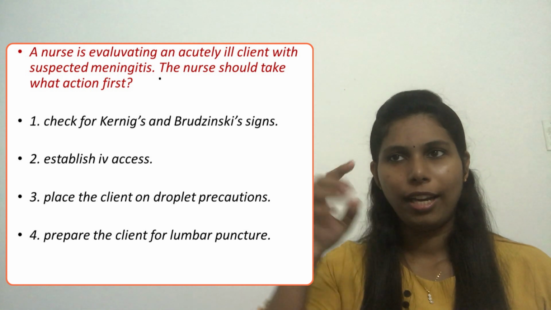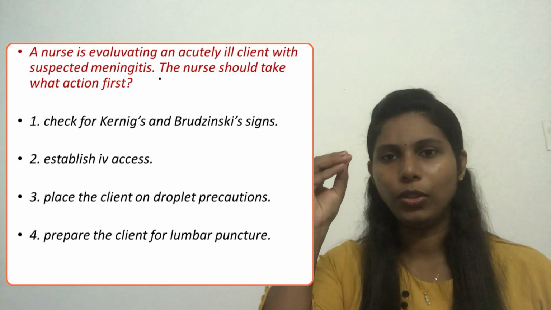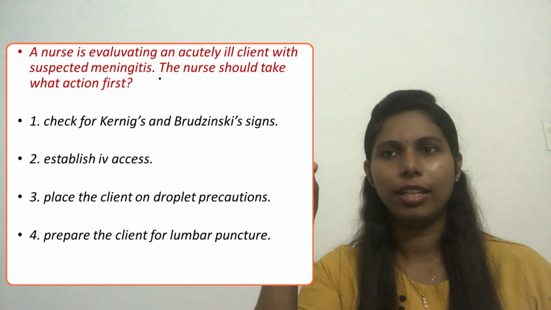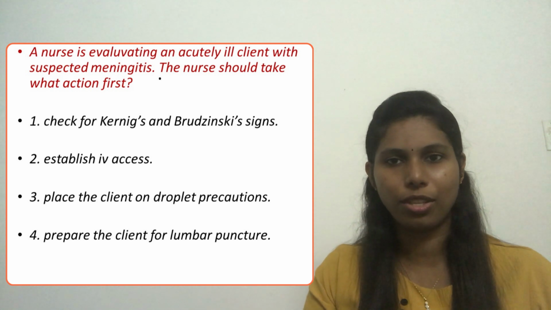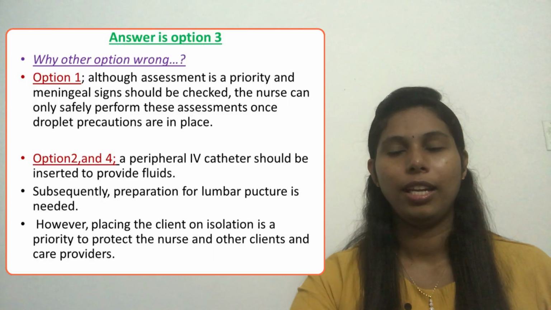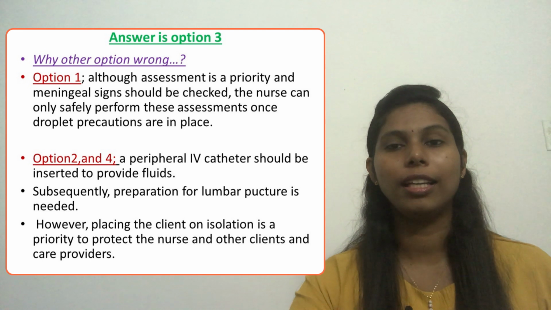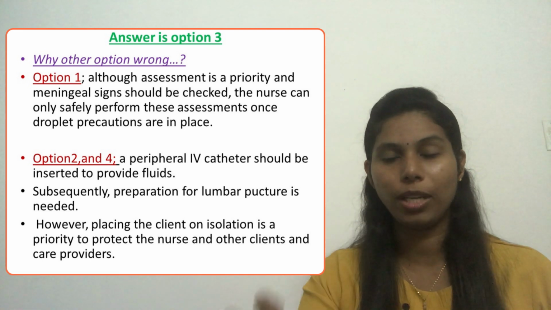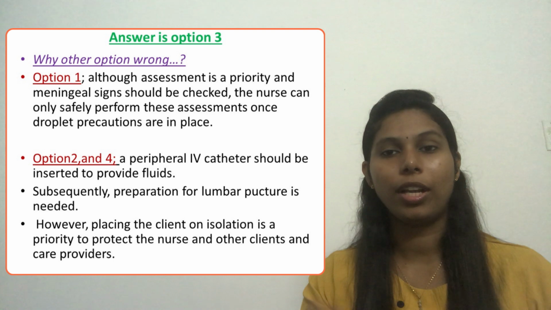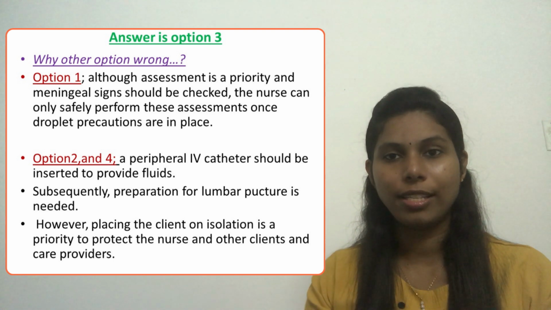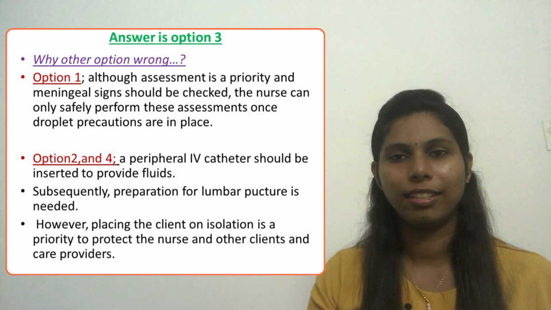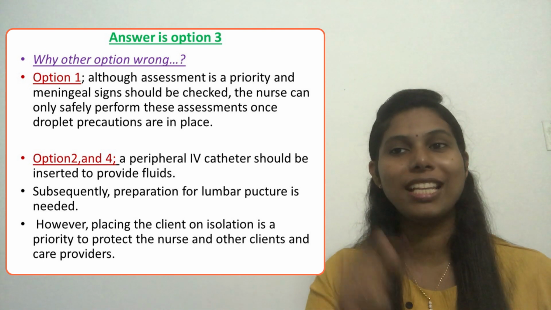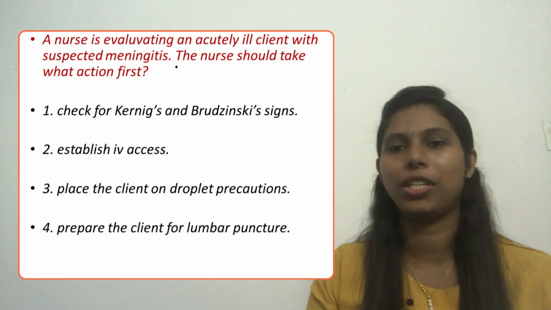So when a client comes to the emergency, do you think this is the first thing the nurse should do? She will start to check Kernig's and Brudzinski's sign? No. This is an assessment. But before doing the assessment, there are certain things she has to do to protect herself, to protect other clients and to protect all the healthcare providers. What is that? Option 3, place the client on droplet precautions.